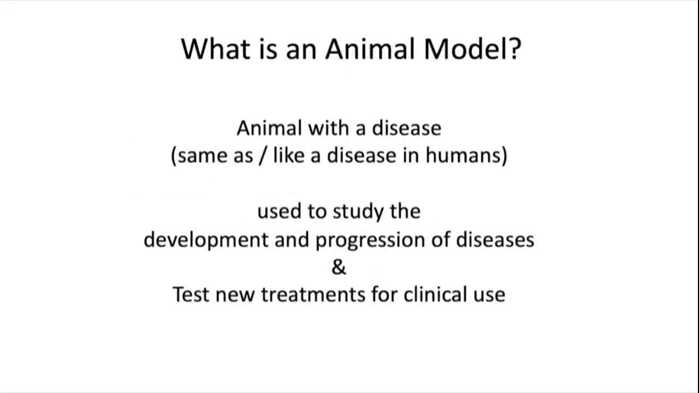What is an animal model? I'm broadly defining what an animal model is. It is an animal with a disease, which could be the same as a human disease, or must be very similar to what humans have, and it is used to study the development and progression of diseases, and to test new treatments for clinical use. This is broadly the definition of an animal model.